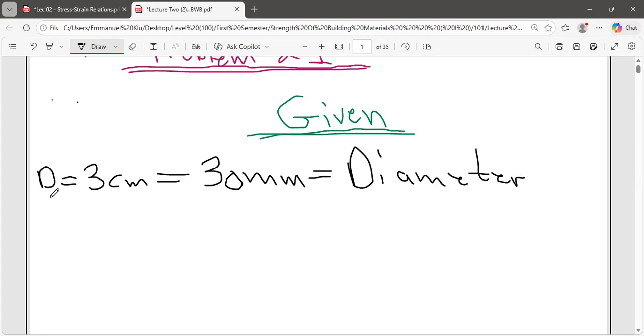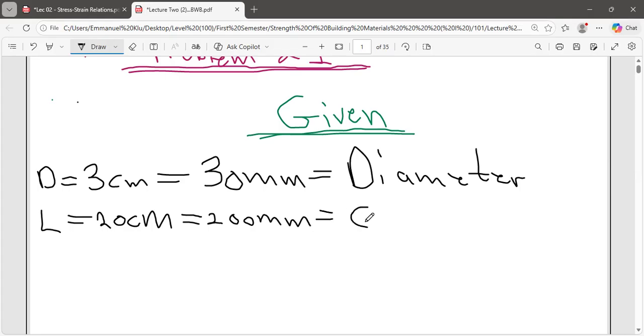Then we come to our gauge length, L. Our L was given as 20 centimeters. If we do our conversion, it's now going to become 200 millimeters. So we said that this is the gauge length.